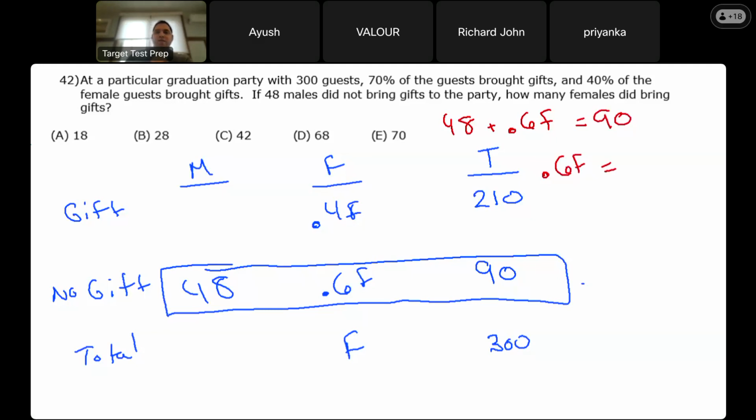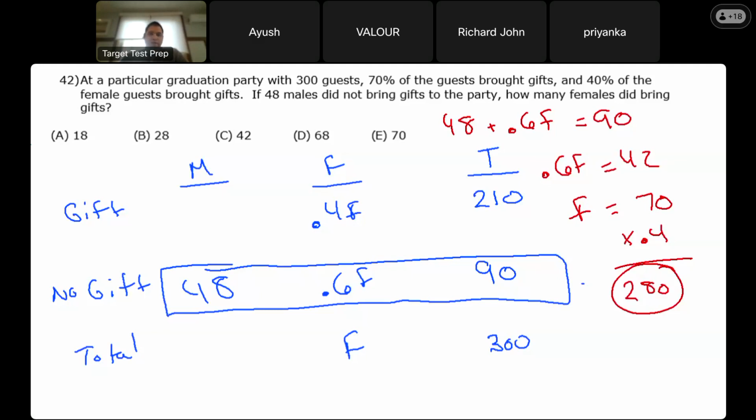0.6F is equal to 90 minus 48, which is going to give us, make sure that is correct there, 42, yes, that is correct. So then F is equal to 70. So we know that there's 70 females. Now, you got to be very careful because 70 is not the correct answer. Let me just look. Anyone put 70? No, nobody did. So the final step is how many females did bring gifts? You're doing 70 times 0.4, which is 280. Excuse me, is 28, and that's your answer.